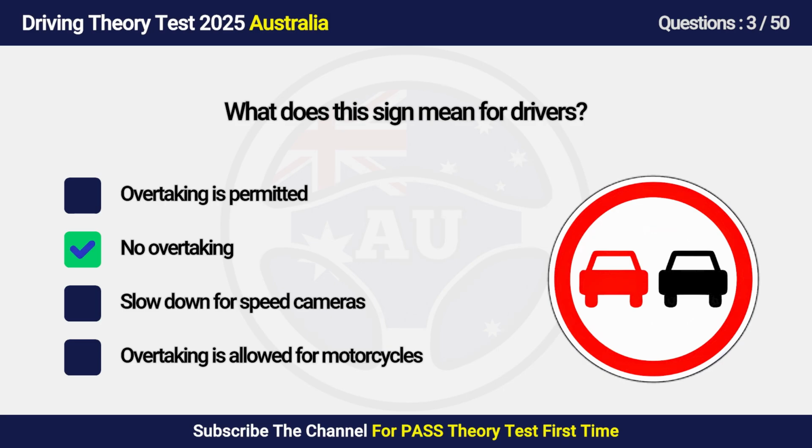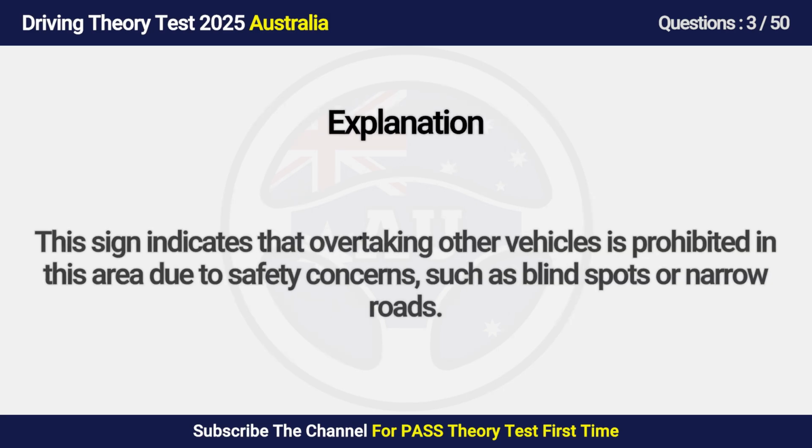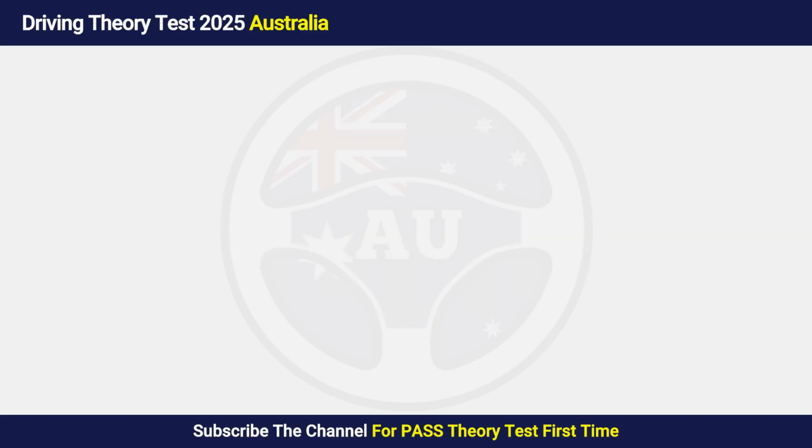Answer is B. No overtaking. This sign indicates that overtaking other vehicles is prohibited in this area due to safety concerns, such as blind spots or narrow roads.